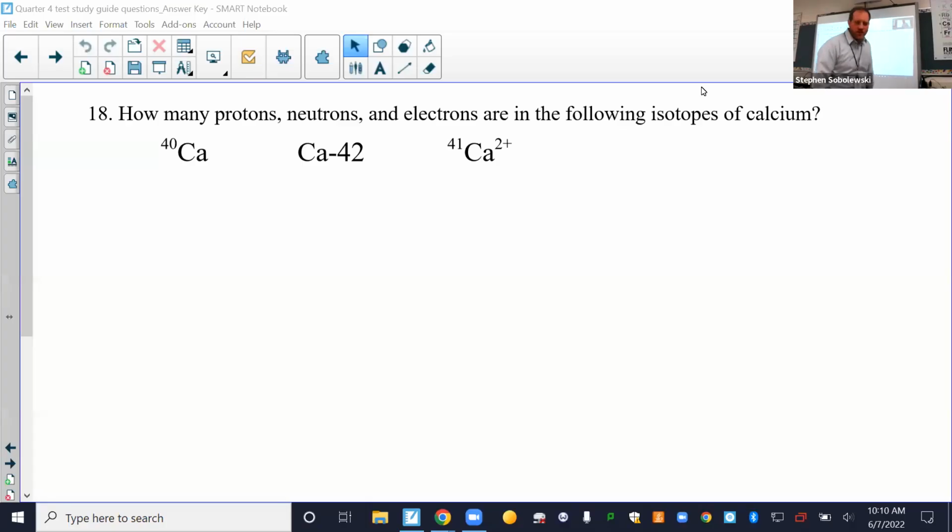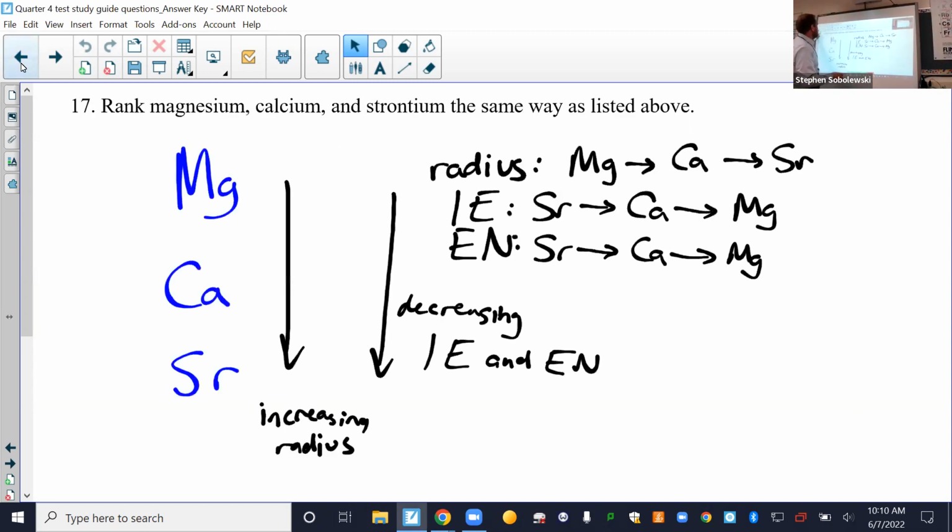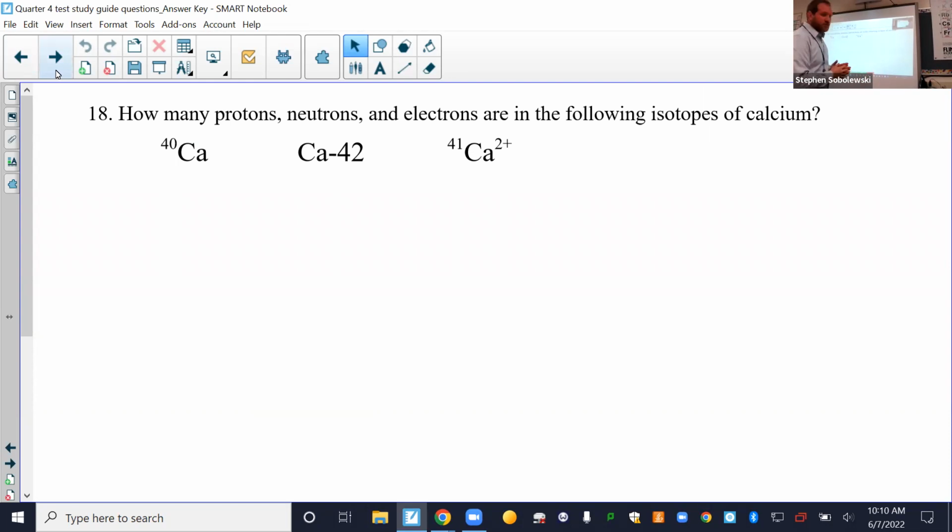Okay, let's finish up these quarter 4 test study guide questions, starting with number 18. I did finish off 18, right? Yeah. Okay, so how many protons, neutrons, and electrons are in the following isotopes of calcium?